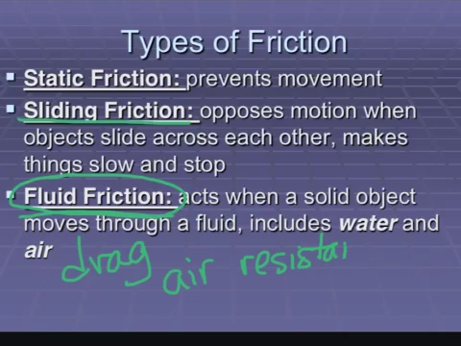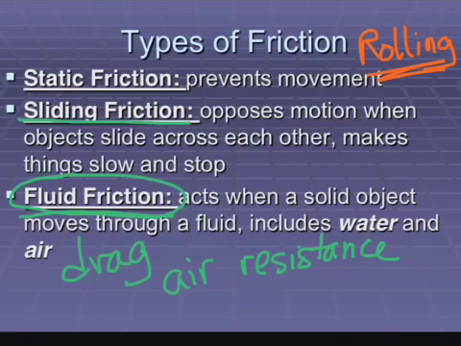These are all names for the same thing, fluid friction. And then the fourth type of friction that I didn't put on here is rolling friction. Rolling friction is the friction on a wheel, and it is always less than sliding friction. That's why we put wheels on things, because it makes it easier to push things.